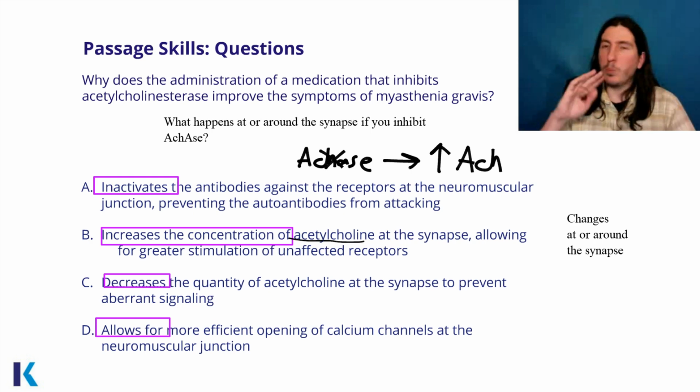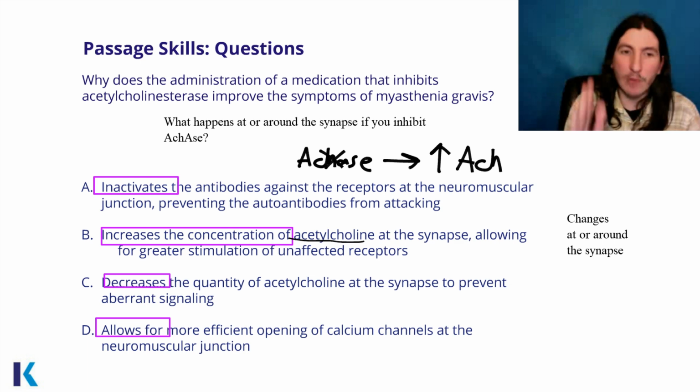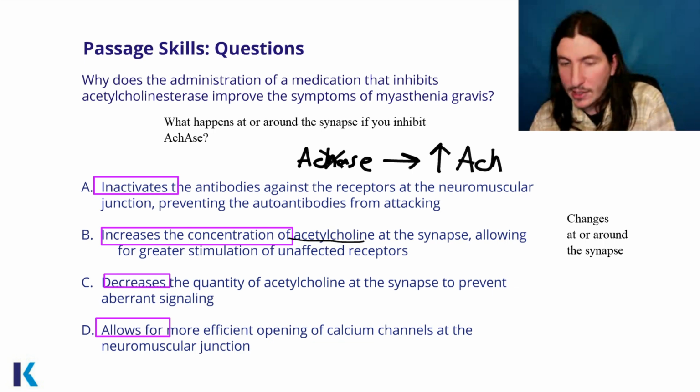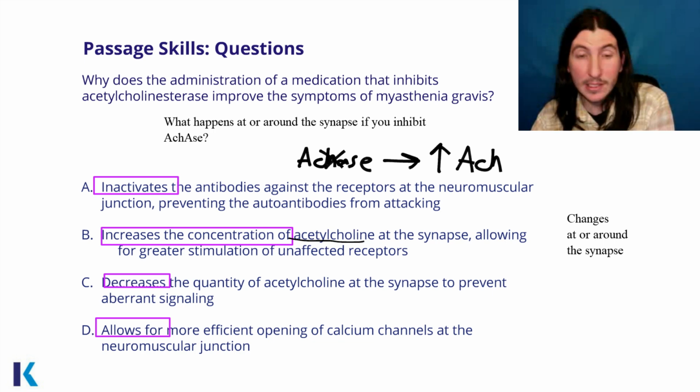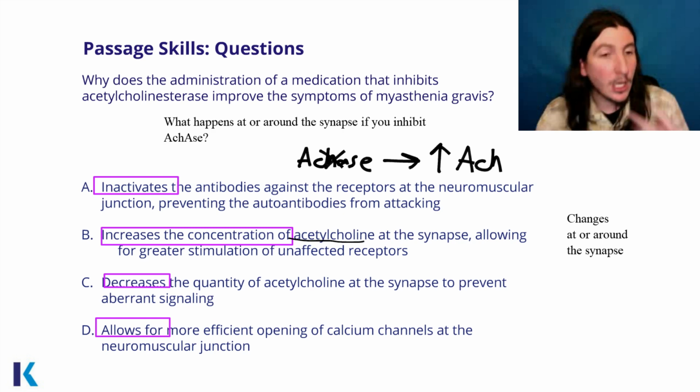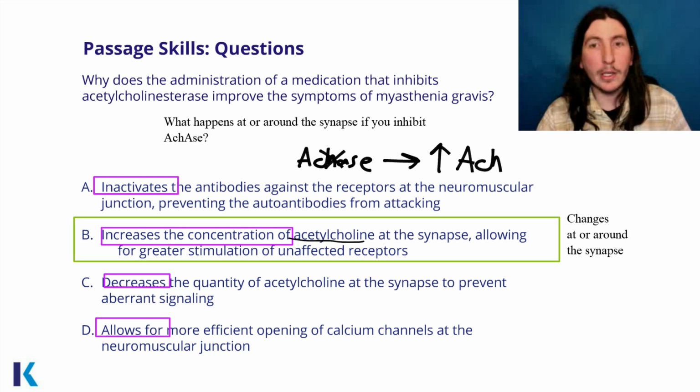So here's where we want to be careful for a moment. A lot of times they will have a spot-on right answer in the first half of an answer choice and then ruin it with the second half of the answer choice. So we do have to read this complete answer, allowing for greater stimulation of unaffected receptors. Well, if you have more acetylcholine, you are going to stimulate more receptors. So yeah, you're done. Choose B. Throw a little party. You got it right.